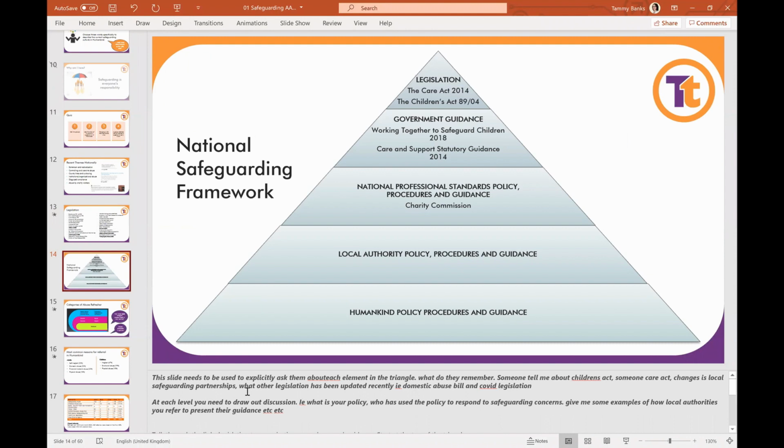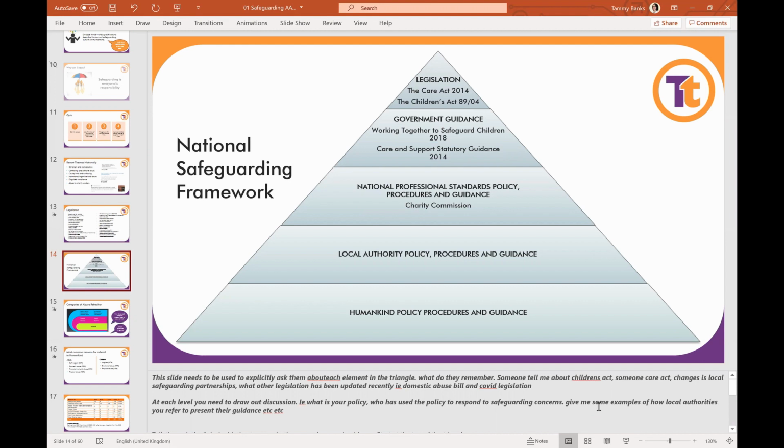So I've put here, and this was before I'd seen that you'd put all the other legislation bits in, so I'll come back to that in a minute. I put here, this slide needs to be used explicitly and ask about each element in the triangle. What do they remember? Someone tell me about the Children's Act. Someone tell me about the Care Act. Tell me how you've used it since you've done your safeguarding training. Tell me about changes in local safeguarding partnerships. What other legislation are you aware of that's been updated recently?